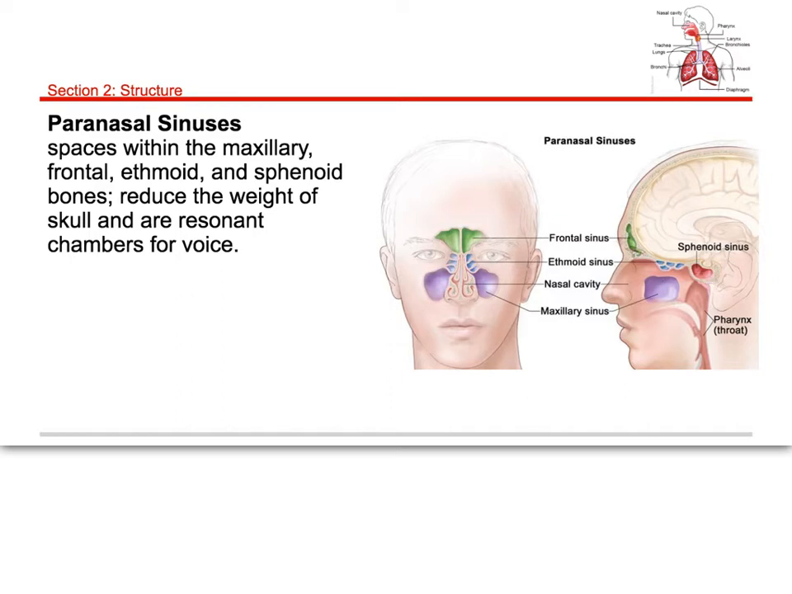Essentially, what that does is reduce the weight of the skull, and it's actually a resonant chamber for voice, which I know sounds kind of weird, but it gives us a lot of the uniqueness of our voice. Everybody's vocal cords are the same, everybody has a tongue, but the shape of your skull, which varies from person to person, is actually going to change a lot of that voice, especially with singers' voices.